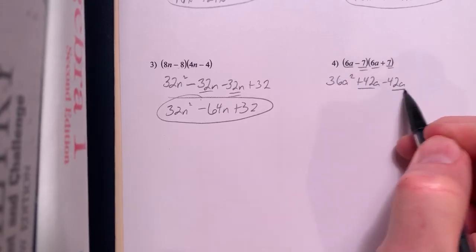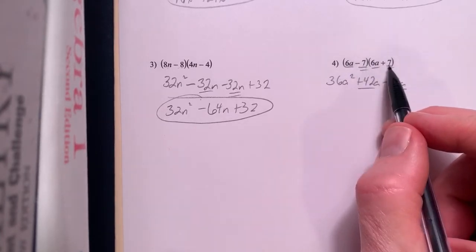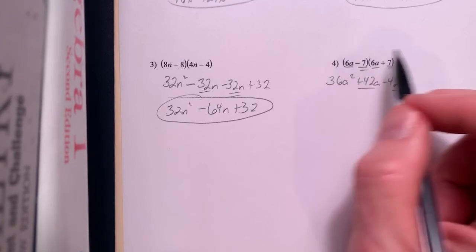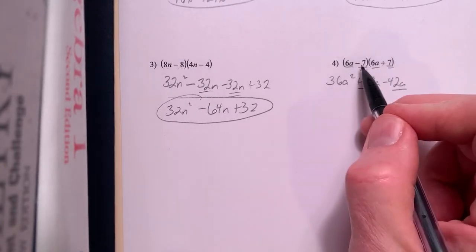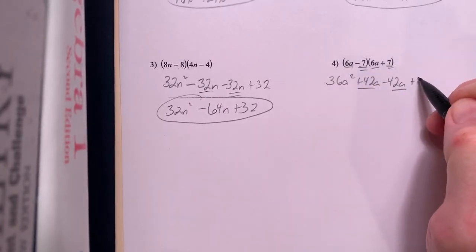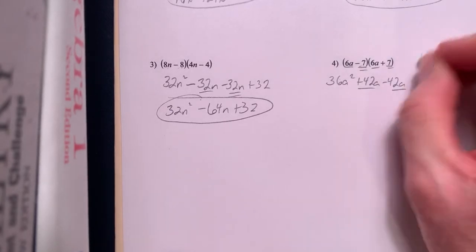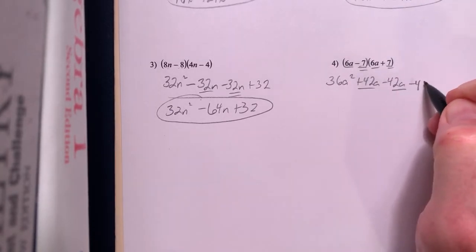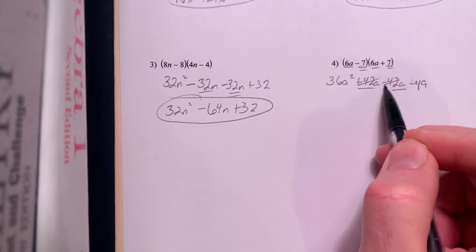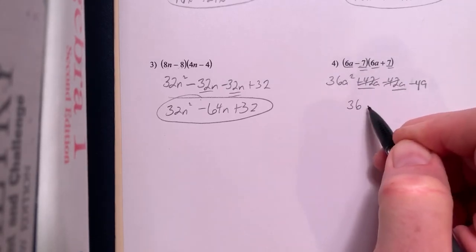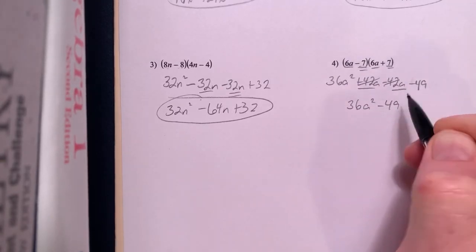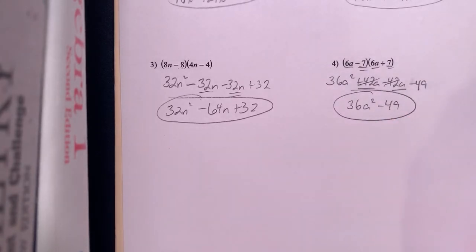These actually cancel out. That always happens when you're looking at a product of a sum and difference where everything else is exactly the same. And then we have negative 7 times positive 7, which is a negative 49. These cancel out, and that gives me 36a squared minus 49. And that's how we do FOIL.